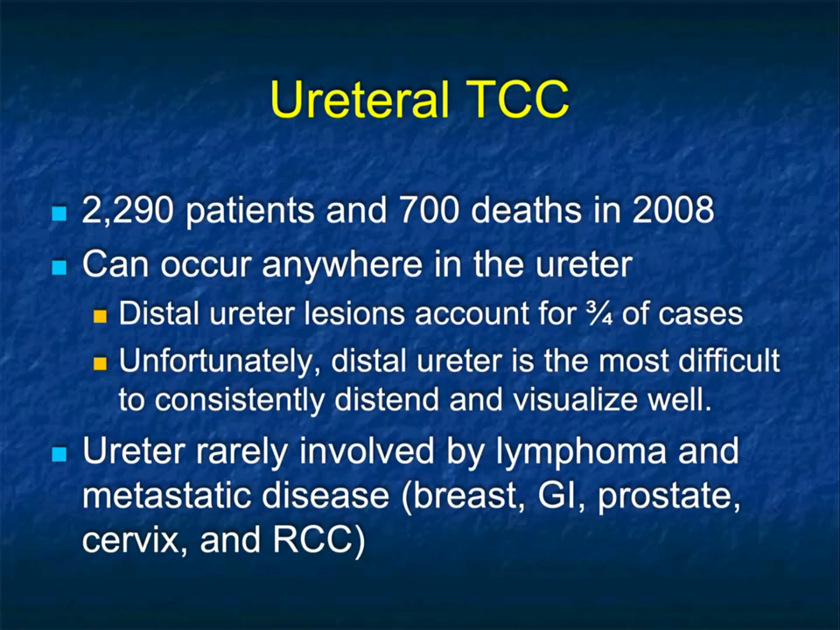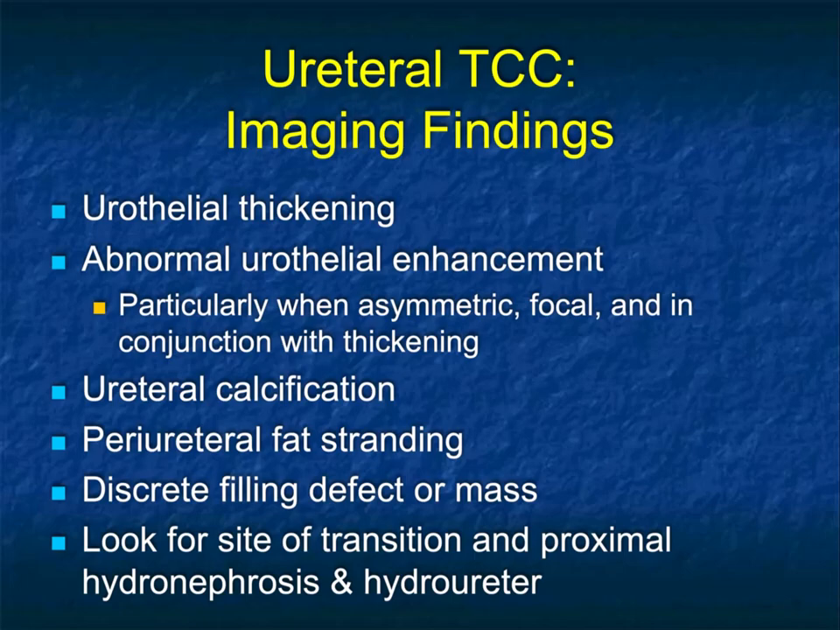2,290 cases, not all that many, can occur anywhere in the ureter, but mainly it's in the distal ureter. It's also the area that's most difficult to distend, and so it's easily missed. The ureters can be involved by lymphoma and metastasis. Breast is the classic one. Metastatic breast to the ureter is a classic finding, but GI, prostate, cervix, and RCC are other possibilities.